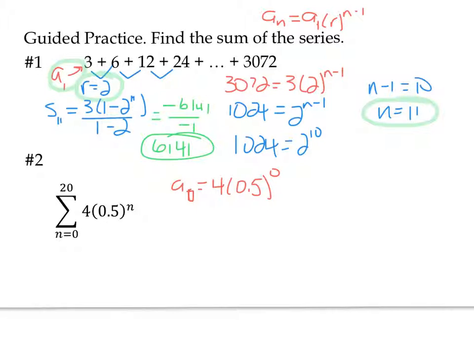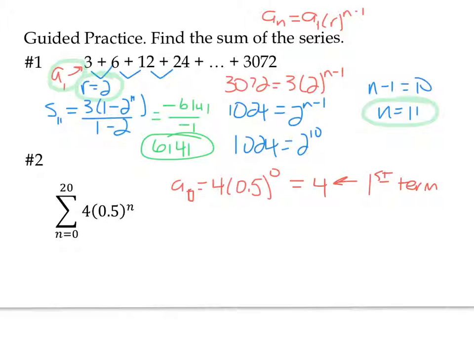The first term. So this is going to be 4 times 0.5 to the first power. I think this first power is 1. So 4 times 1, this comes out to 4. So this is our first term. If we were going to write a list, we'd start with 4 plus, and then keep going all the way to our last term.